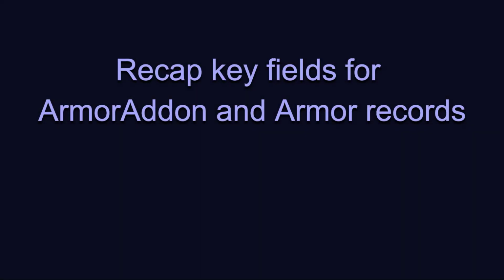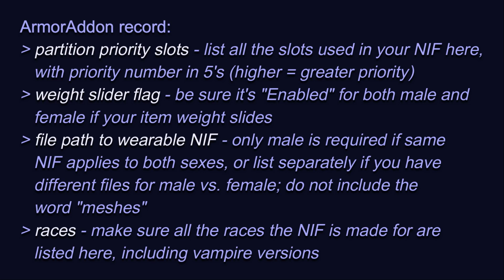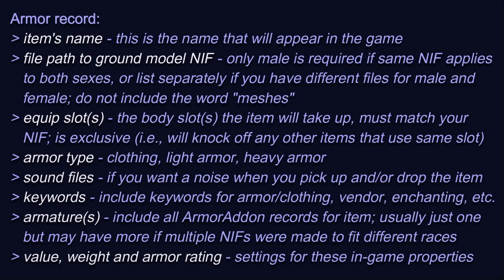But before we do that, let's just quickly recap the main things to check in the records for your new item. You might want to pause and grab screenshots of these checklists for reference. Here are all the things to check in the Armor Addon record. And here are the things you should check in the armor record. Please just pause here if you need more time to read or copy these checklists. In the next step, we're going to add the plugin we've just made to our new mod folder.